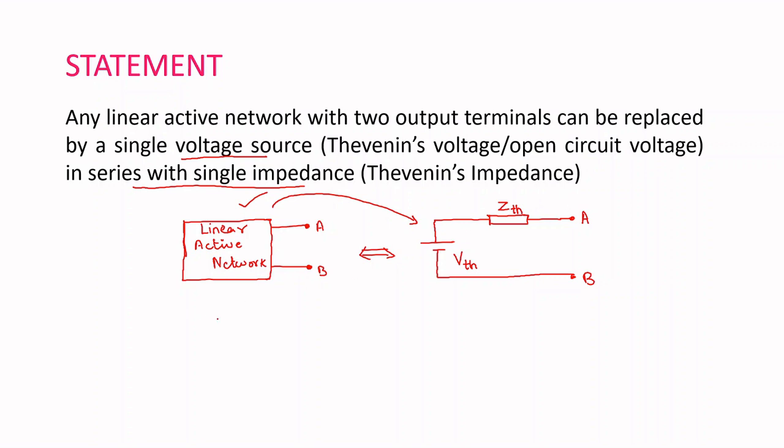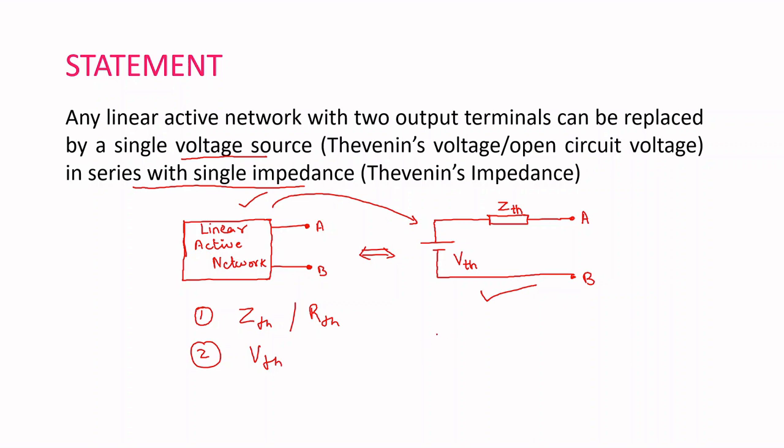So there are two steps in finding Thevenin's equivalent circuit for any given circuit. The first step is to find the Thevenin's impedance, or Thevenin's resistance in case of a DC circuit, and the second step is to find the Thevenin's voltage. Once these two elements are found, you can put VTH in series with ZTH, and that will be the Thevenin's equivalent circuit for any given circuit.